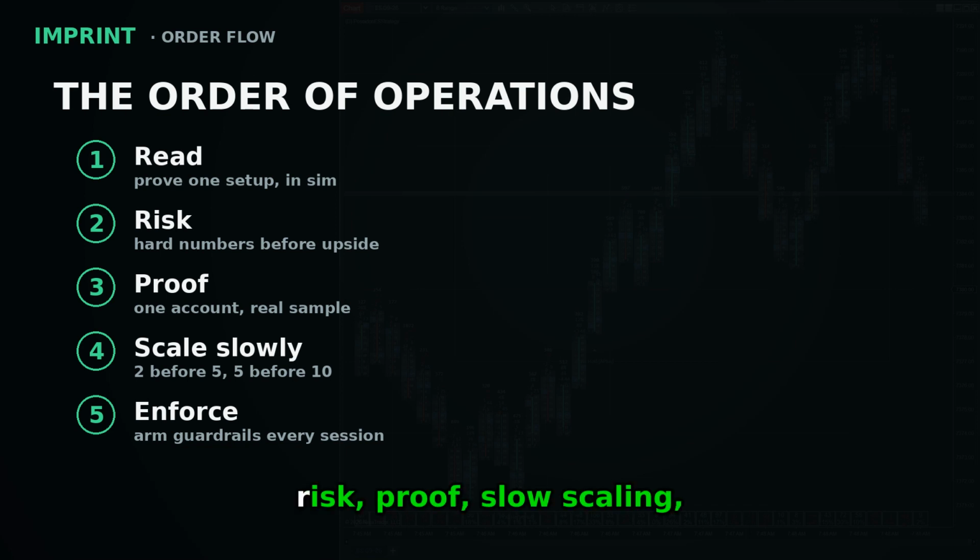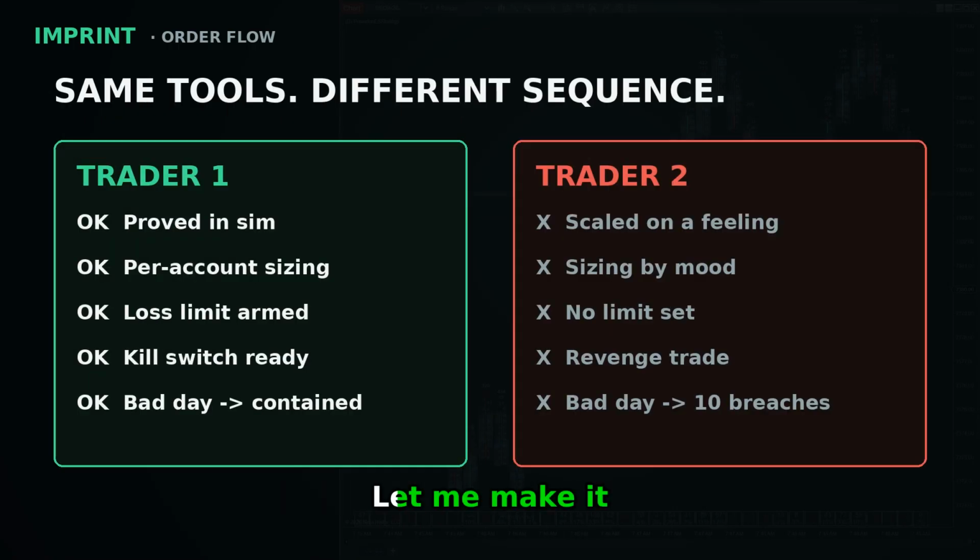Read, risk, proof, slow scaling, enforcement. Reverse that order, and you're not building a business. You're building a faster failure. Let me make it concrete. 2 traders, same copier, same market, same prop model. Opposite outcomes.